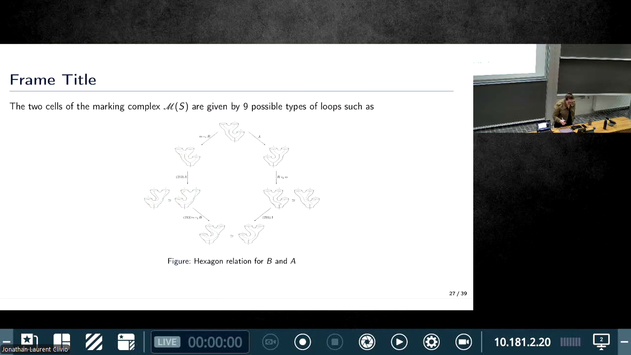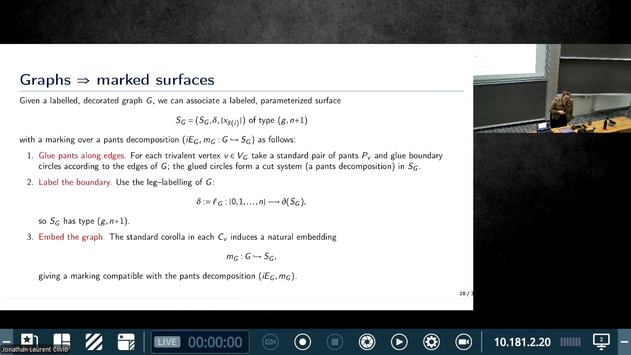All right, so I'm going to use this to build a groupoid. I'll use one more thing, and I'll finally tell you the definition of this thing. Timing is almost in the right place. So if I give you one of those labeled decorated graphs G that I had presented in my modular operad definition, I can build a labeled parameterized surface from it. You take S_G, my surface based on my graph, and the marking is given by a pants decomposition that I get by embedding the graph into the surface.